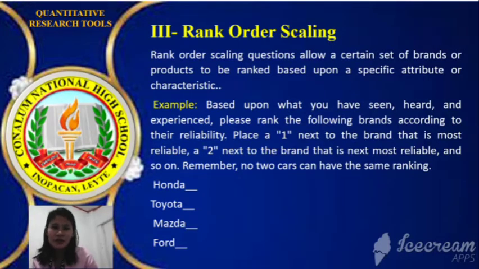Another example, who's the most beautiful? This is so funny, but the easy way to understand rank order scaling is the most beautiful among your classmates. You can have Chavi, Ria Madel, Sheila, and Isa. Then you let your classmates rank who's the most beautiful. Next to the most beautiful is 2, then next 3, 4. So that is rank order scaling. You can do that in your research.